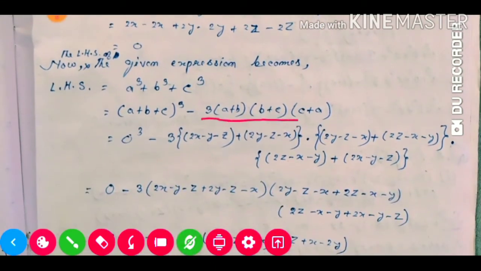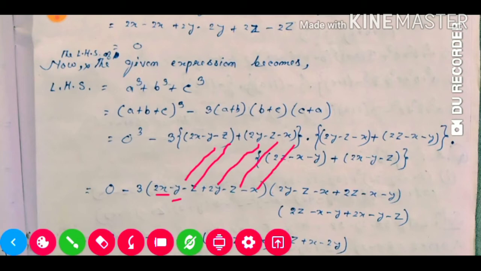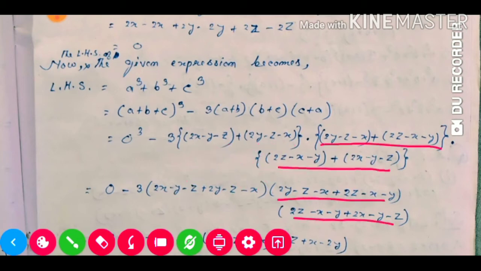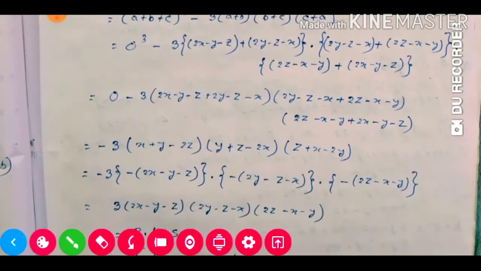And this portion, see, now we will take this one out from the bracket. If we take this one out from the bracket, it will be 2x minus y, then minus z. Then plus 2y, then minus z, minus x. Similarly this portion also we will take out from the bracket, and this one also. Now see, here 0 has no value, so only minus 3 will remain. And this one, see, 2x minus x, so only x remains. And y, this one is y, it is plus 2y. So it will be plus y, because the bigger number is positive.